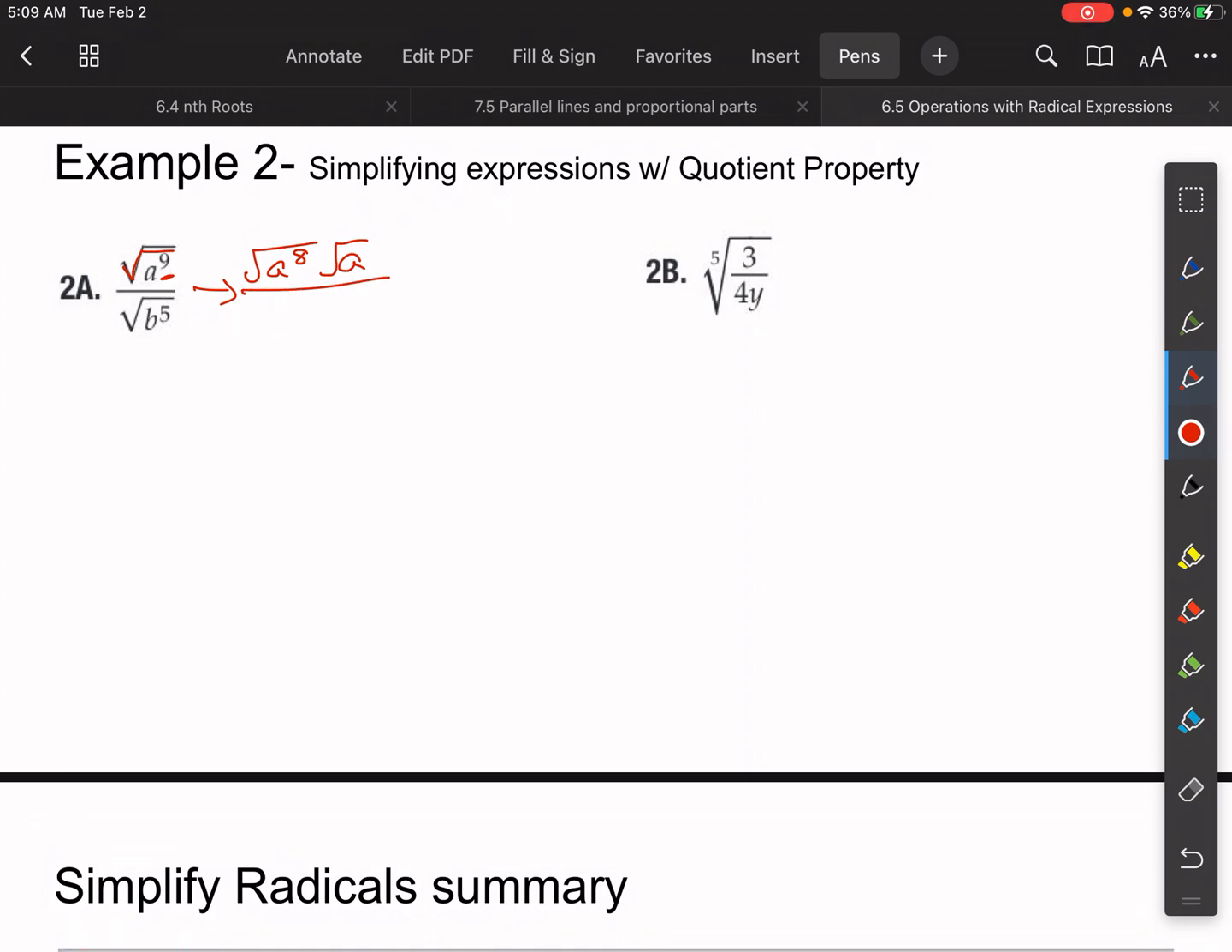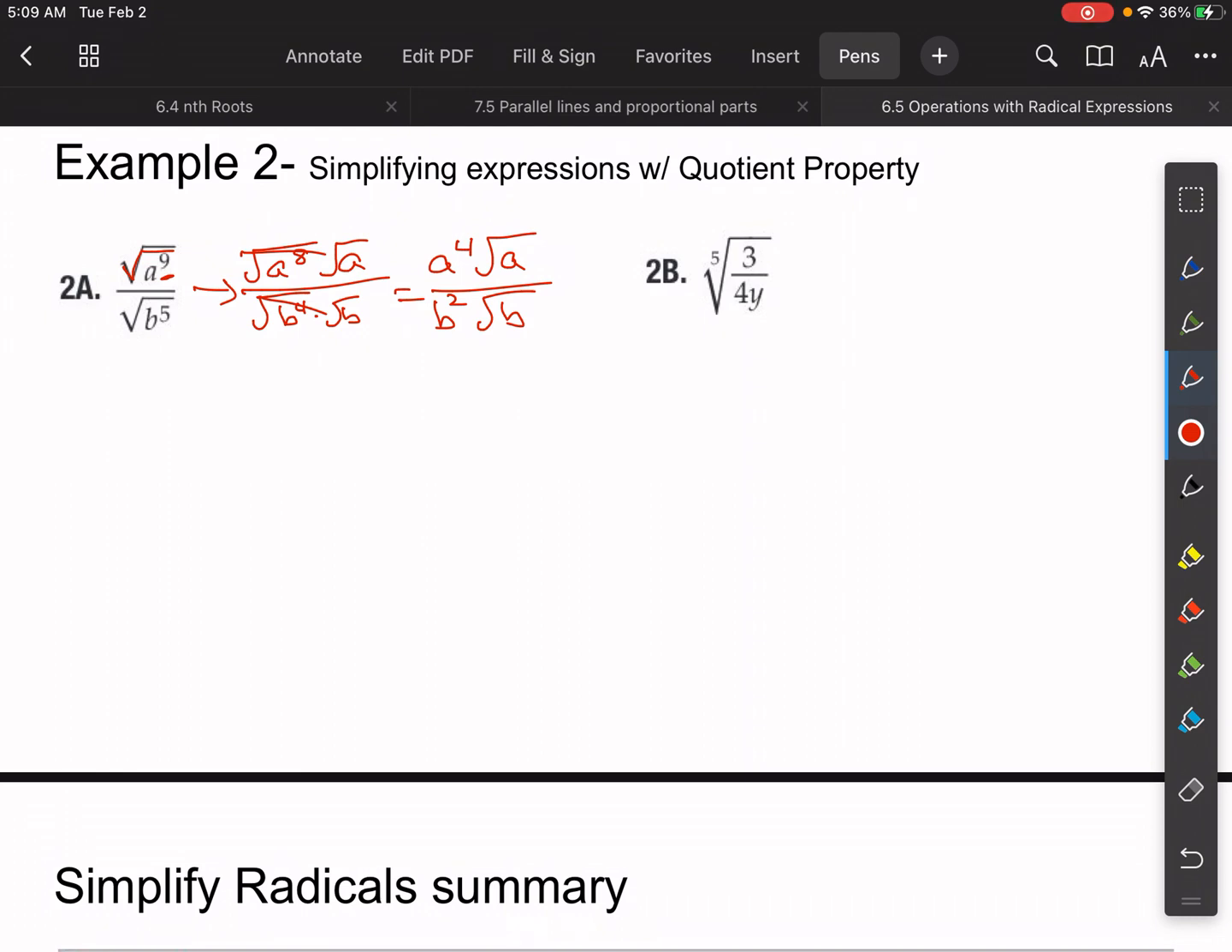And then here on the bottom, I'll do the same thing, the square root of b to the 4th times b. Okay, so I can rewrite it like this. The even ones will cancel out, right? So the square root of a to the 8th is a to the 4th, and that's on the outside. And then I'm left with an a on the inside. The square root of b to the fourth is b to the second power, and I'm left with a b on the inside.